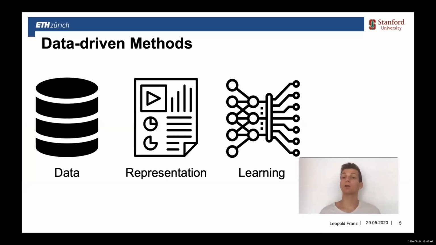There are three main areas to data-driven methods. The data: how good is the data, the quality of the data, how well was it recorded? The representation of the data: how well was it stored, and how well is it represented to be able to learn from it? And thirdly, how good is your algorithm that can learn from the data? Is the algorithm interpretable? Can it explain certain decisions it takes?